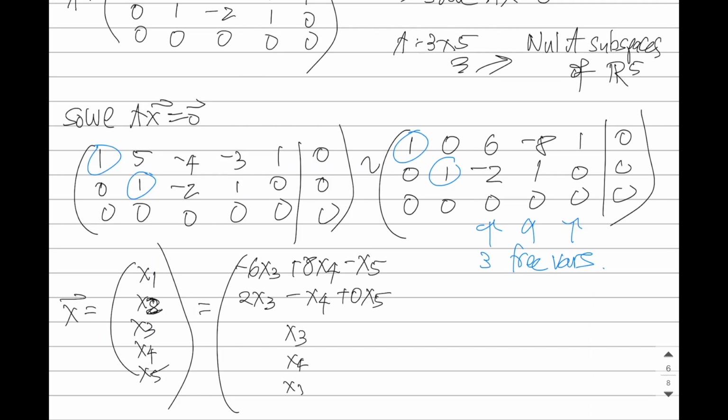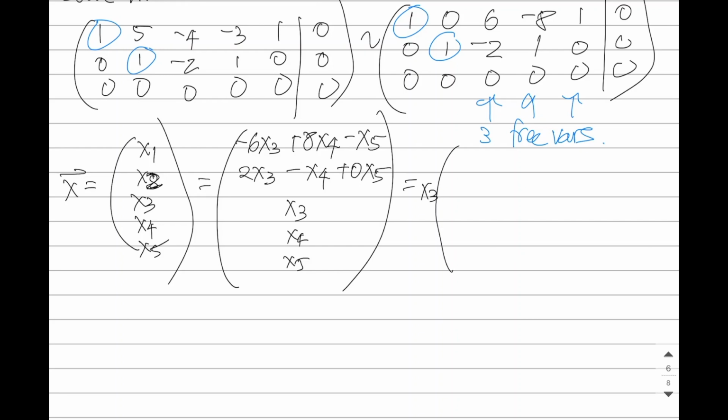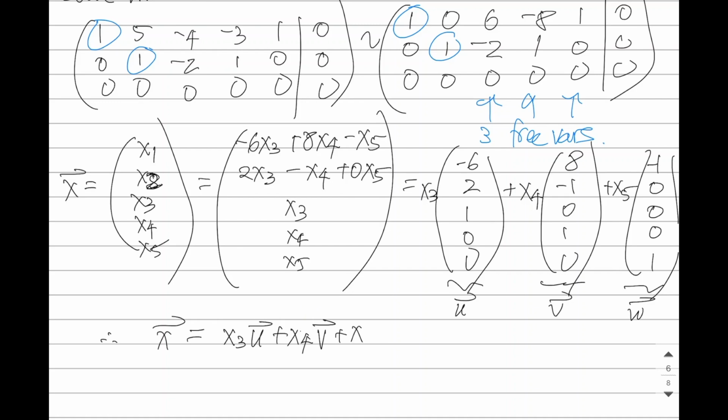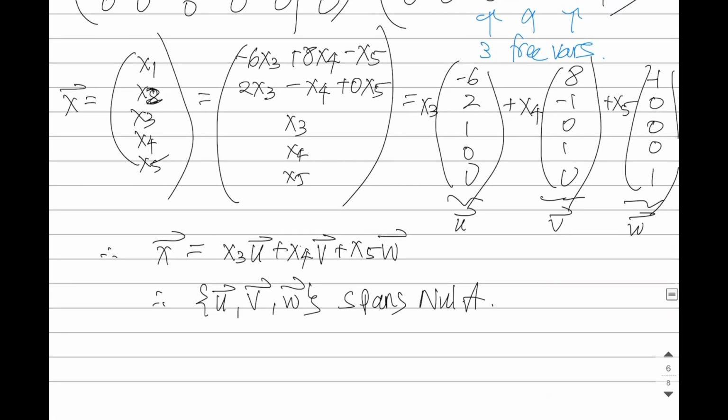What this allows us to do, as always, is use vector properties and split this up into a vector in terms of x3, a vector in terms of x4, a vector in terms of x5. So I'm going to call this u, I'm going to call this v, I'm going to call this w. Any solution to this problem is going to be a linear combination of these 3 vectors. So clearly, this set u, v, w spans null A. These 3 vectors and any linear combination of them create the answers in null A. It'll create all of them.